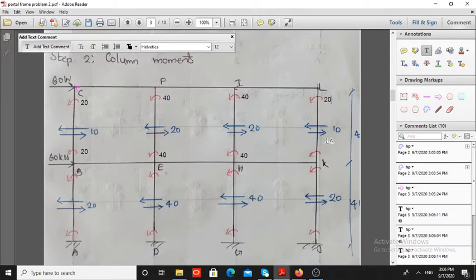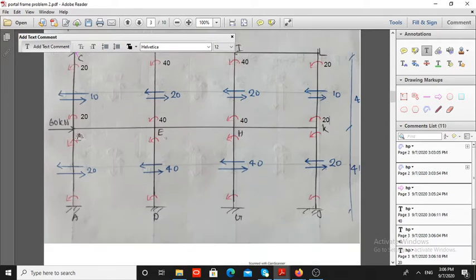Now consider the first floor. Half the height of the column is 4 by 2, that is 2 meter. Therefore this moment value is 40, and this value is 40. Here 40 into 2, half the height of the column, is equal to 80. Similarly here also 80, here 80, here also 80, here 20 into 2, 40, here also 40. Mark all these moments in the figure.